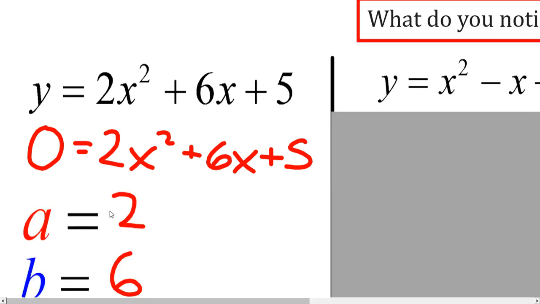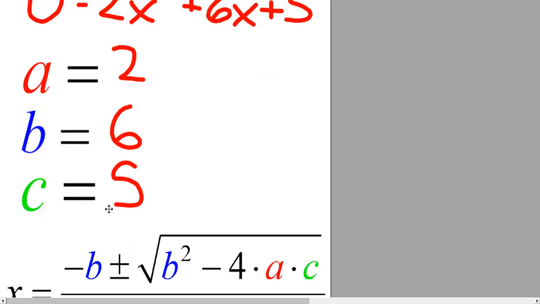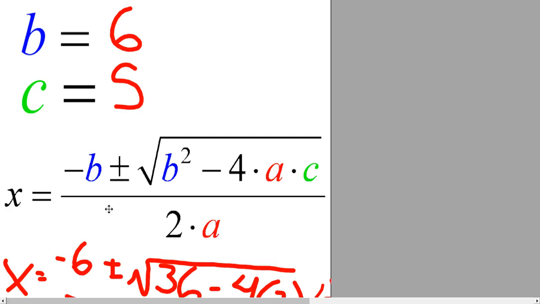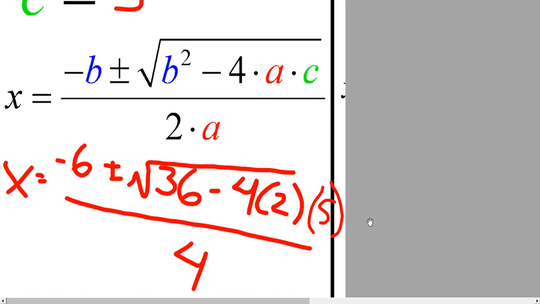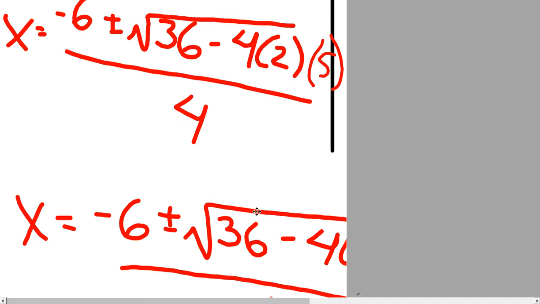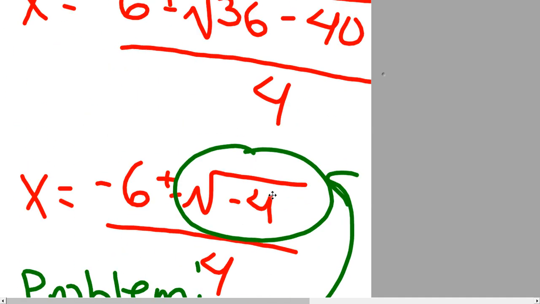Let's do this. So I would say A is 2, B is 6, C is 5, and then I just drop into the quadratic formula. The quadratic formula says x is equal to negative b plus or minus the square root of b squared minus 4ac, all over 2a. When I drop the items in, it looks like that. I end up getting 36 minus, well, 4 times 2 is 8, and 8 times 5 is 40, and I'm subtracting 40, so I get a negative 4.